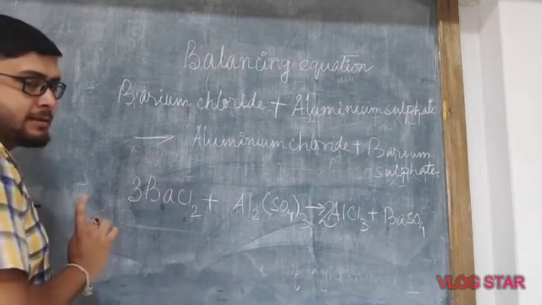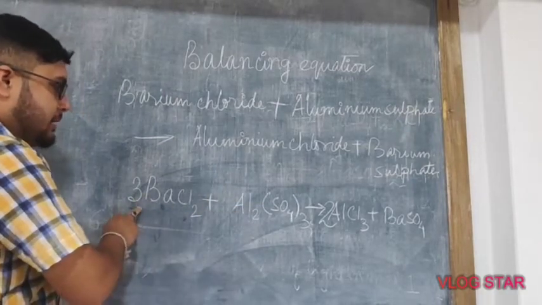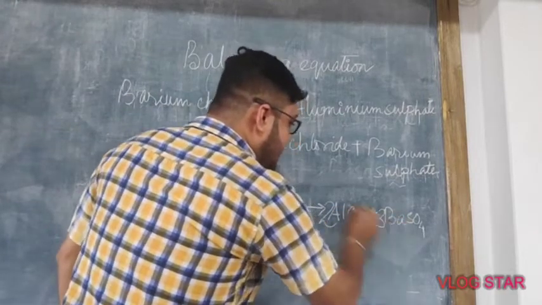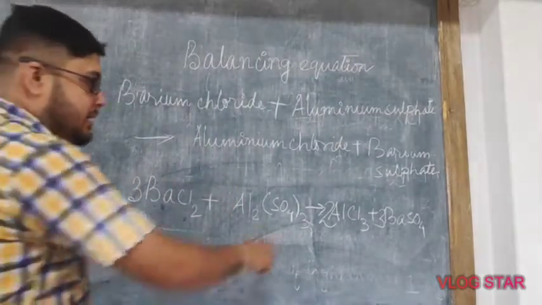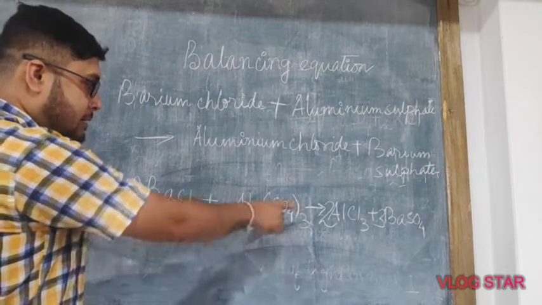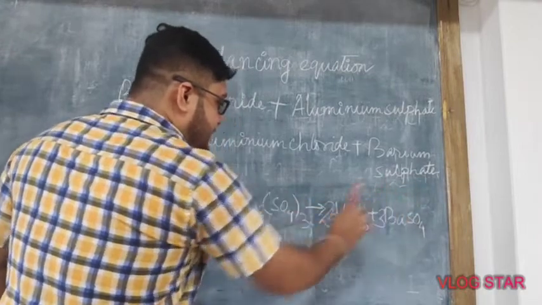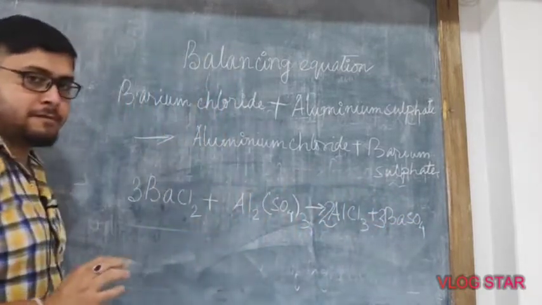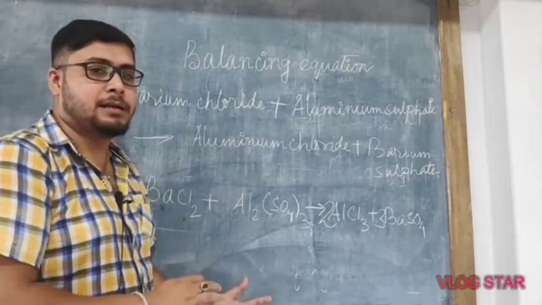So chlorine is balanced. As soon as the chlorine is balanced, see 3 Ba. So to balance it, we put here 3. Now barium and barium is balanced. Here we have put 2 in AlCl3. Here on the reactant side 2 is there. Aluminium is balanced. Sulfur we have 3 sulfur. Oxygen 4 3s are 12. 4 into 3 is 12.